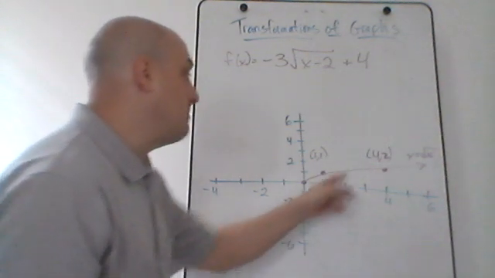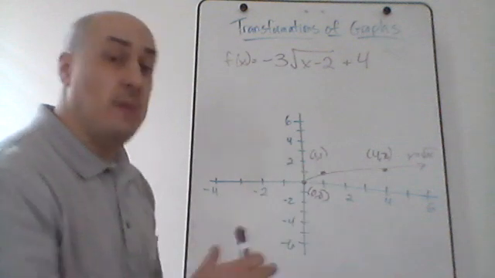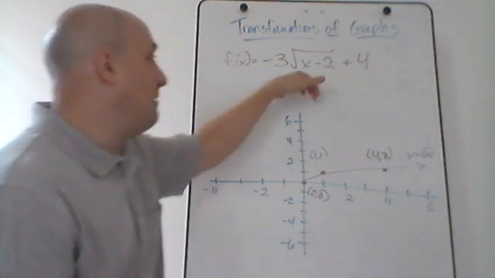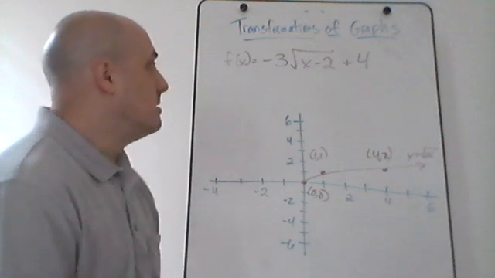Now, I'm going to take these 3 points that I have on here, (0, 0), (1, 1), and (4, 2), and apply transformations to those points to draw the graph of -3 times the square root of x minus 2, plus 4. All right, so let's do that.